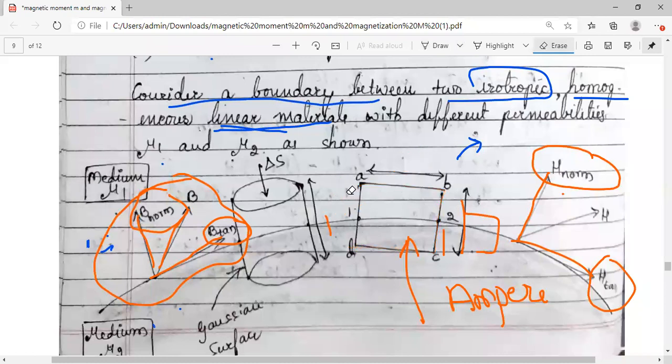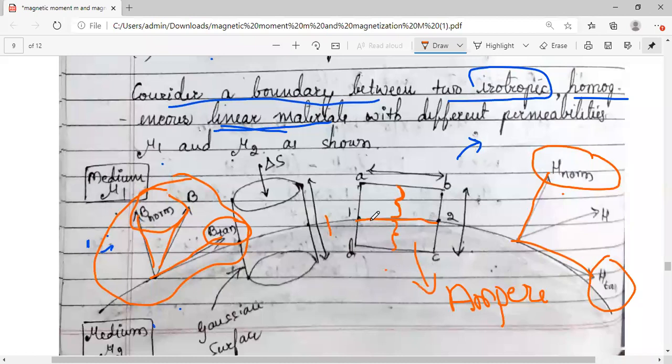But what kind of diagram have I drawn? See here, this loop has half of its part inside one material, one medium. Half of its part is lying in the other medium. That's in this way I have drawn. So consider this loop. So two different areas we will consider.